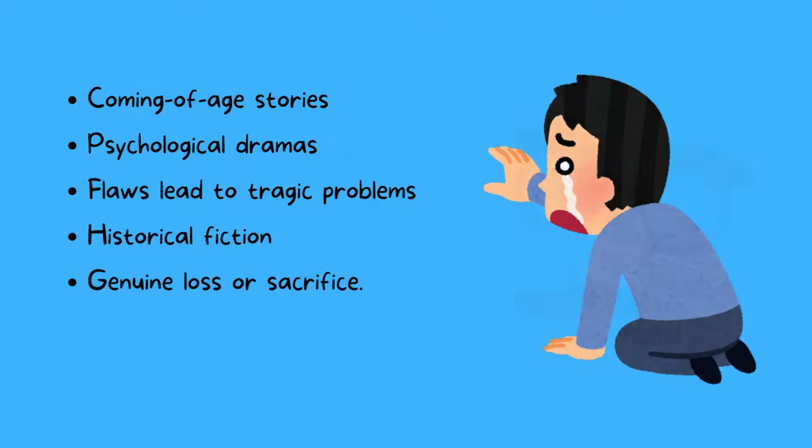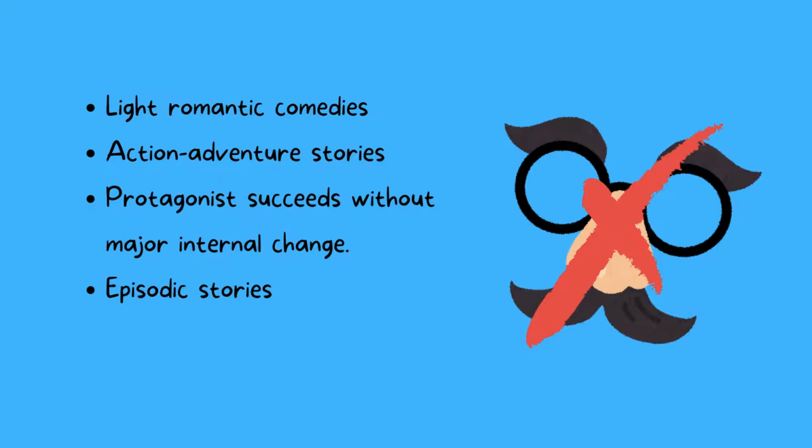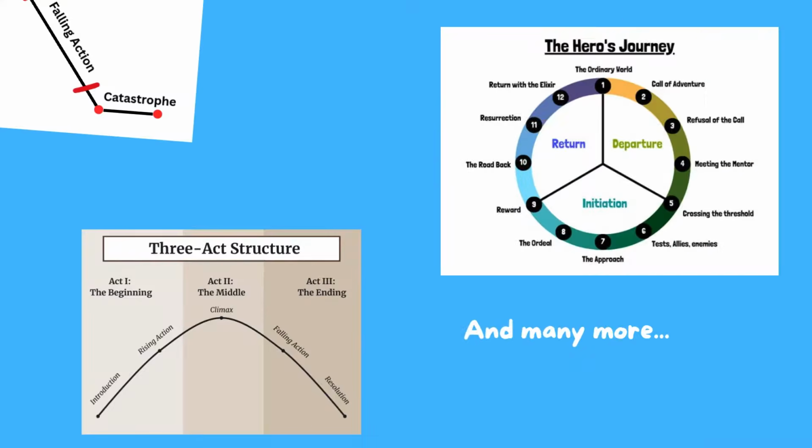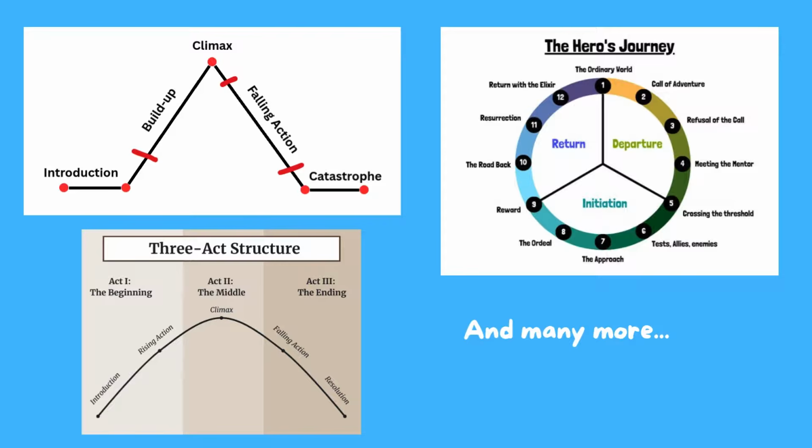But here's the thing. It might not work for light romantic comedies, action-adventure stories focused on external conflict, stories where the protagonist succeeds without major internal change, or episodic stories without a clear character arc. Remember, there are tons of other story structures out there. The hero's journey, 3-act structure, Save the Cat, they all serve different purposes. Don't force every story into Freytag's pyramid just because it's famous.